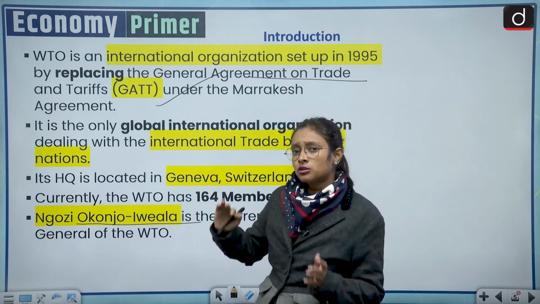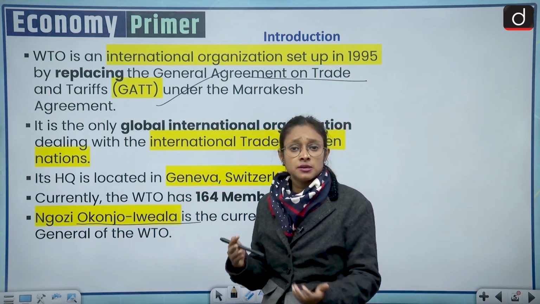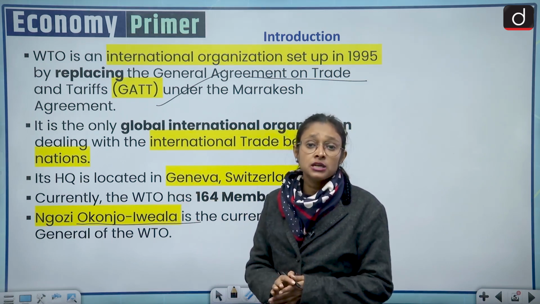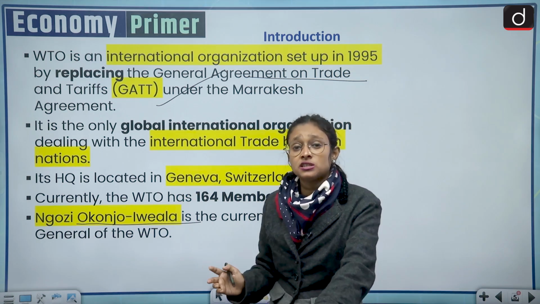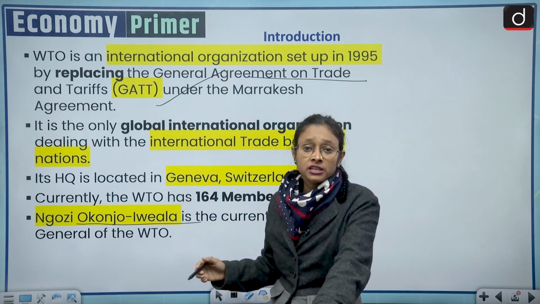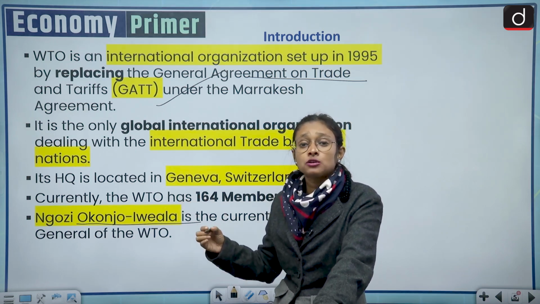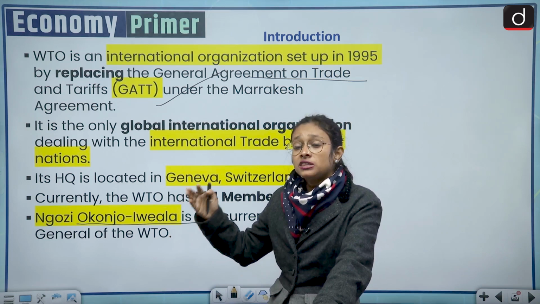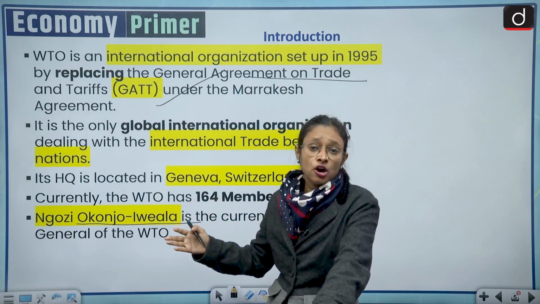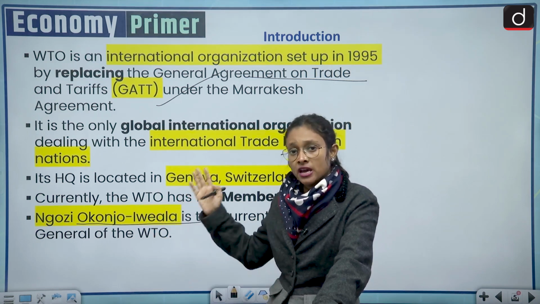So why did it shift to the WTO? Because GATT had a similar kind of purpose, but GATT only dealt with goods. It didn't deal with services. On the other hand, WTO deals with both goods and services. That's why there was a need for the WTO in the 20th century. So that's why we have this WTO.